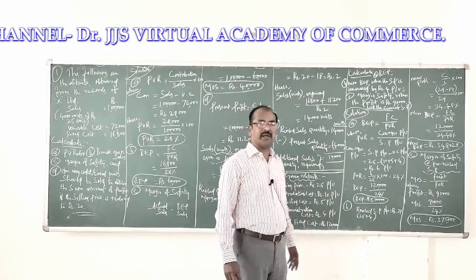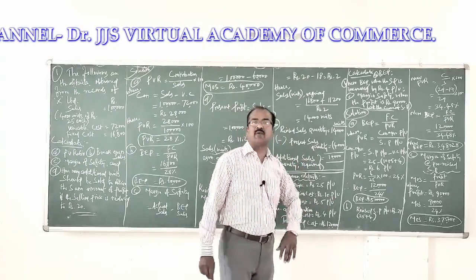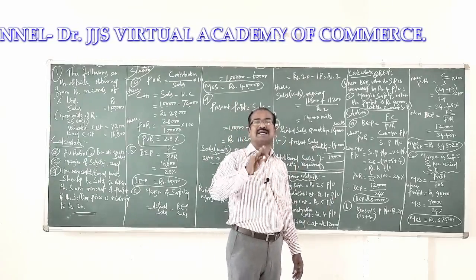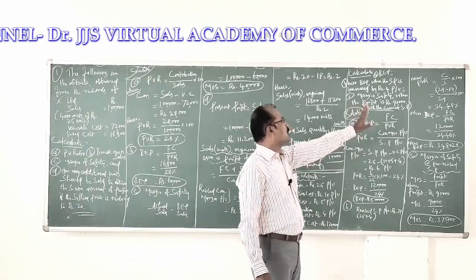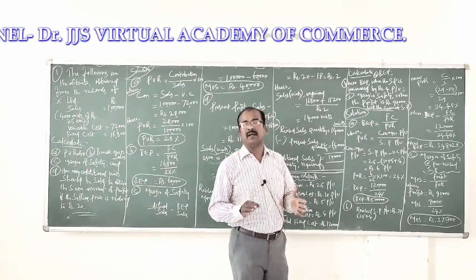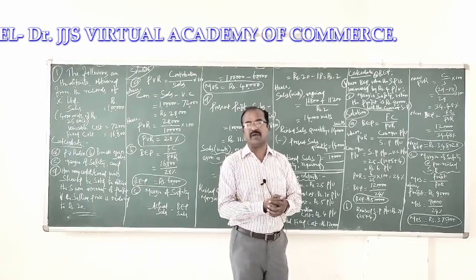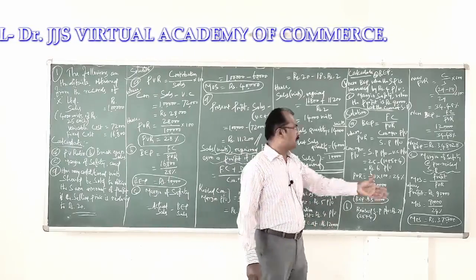Now, what is requirement B? We are asked to calculate the new break-even point when the selling price is increased by 4 rupees. That means it is increased to 29 rupees per unit. Fine. Now, new PVR should be calculated. When you find change in the selling price per unit, definitely you will find change in the PVR as well. So, let us calculate the new or revised PVR.